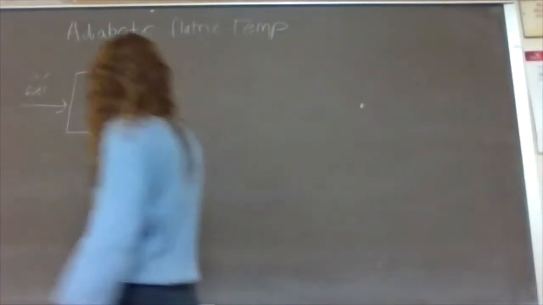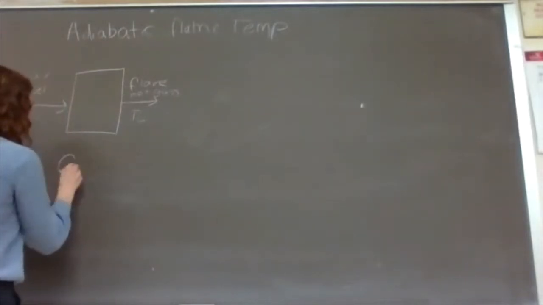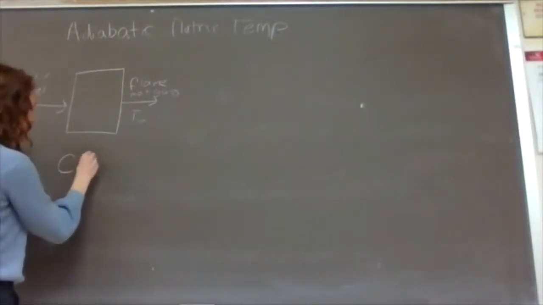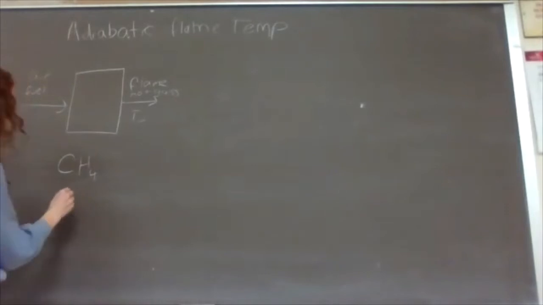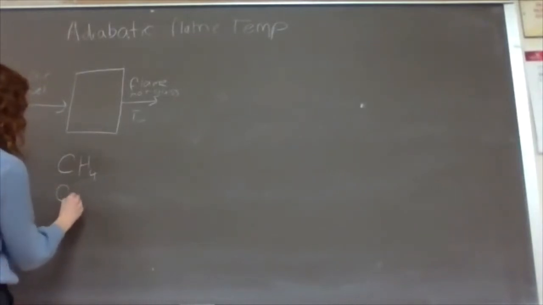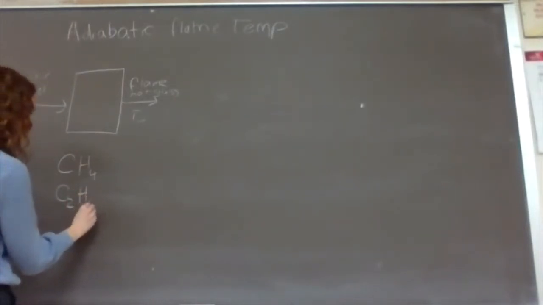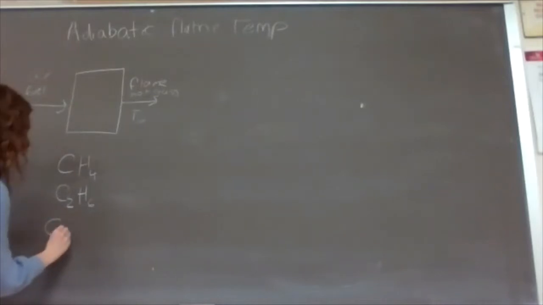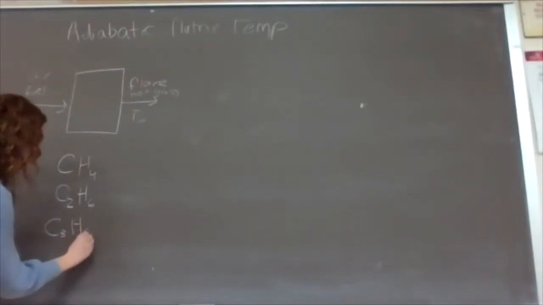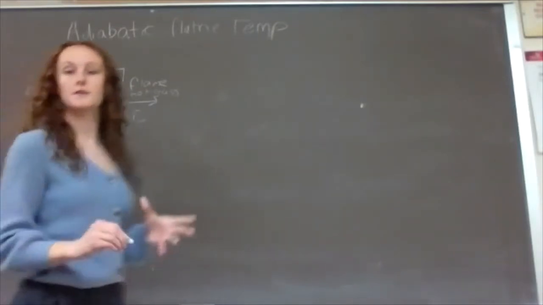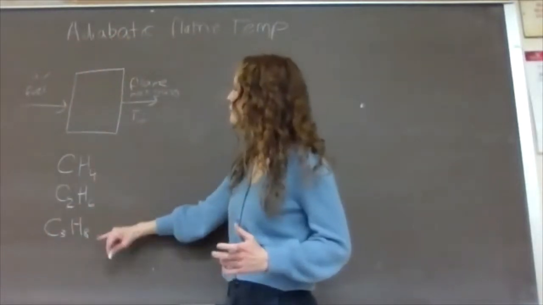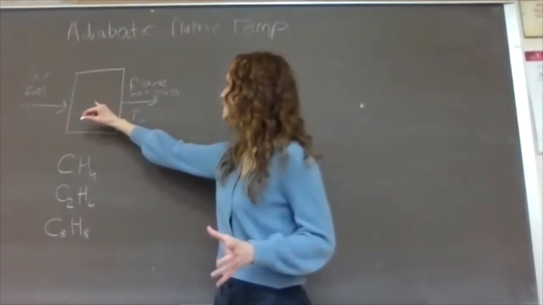So we can go ahead and draw out the formulas for that. Methane is 1 C, so it's going to be CH4. Ethane is 2 C's, H6. And propane is 3 C's, H8. Alrighty. And that's our fuel going into the chamber.